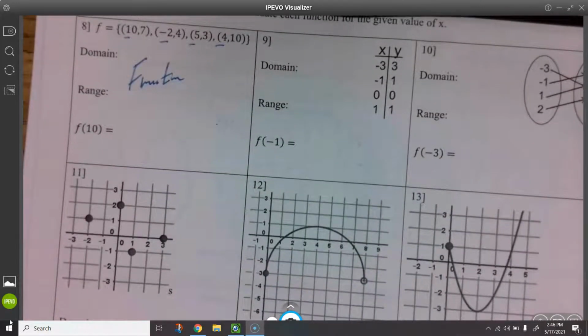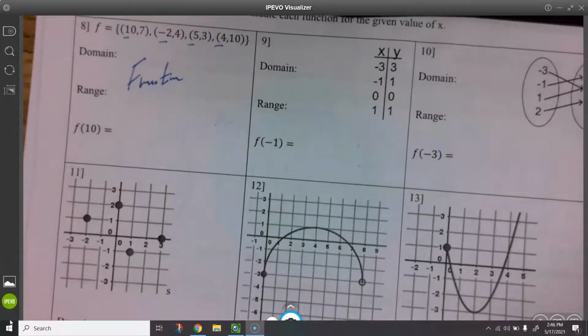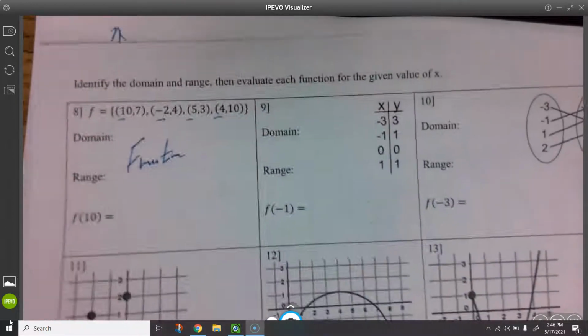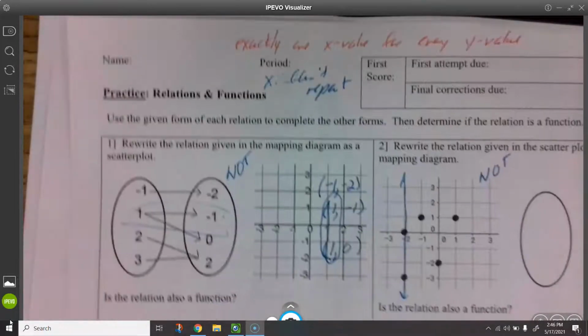Okay, you just have to be able to look at it, and you're going to have to match those up. So just look at the x values and look at the vertical line test. Okay?